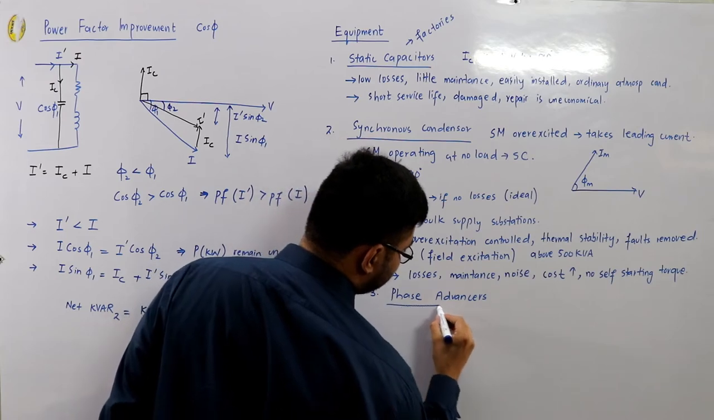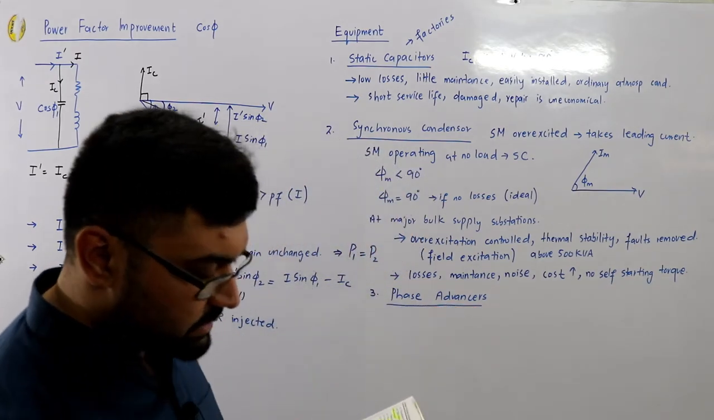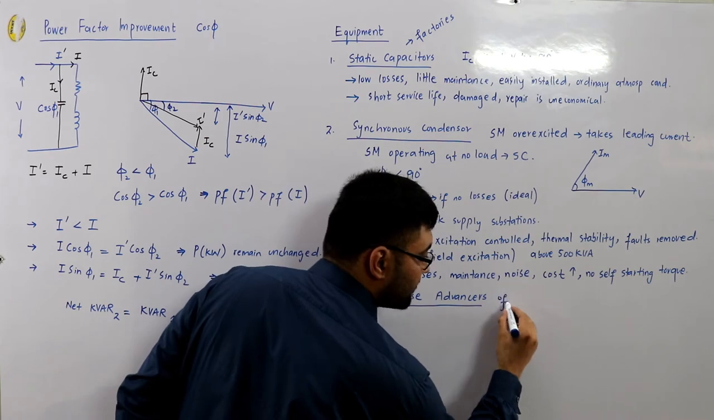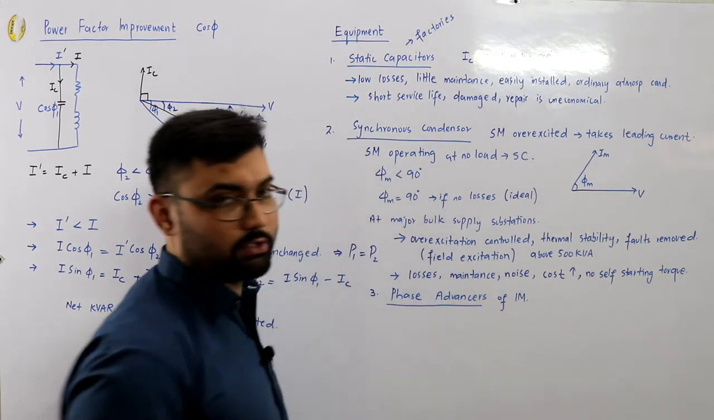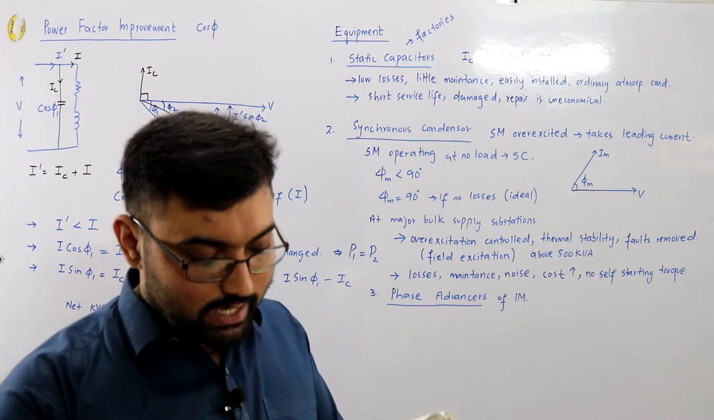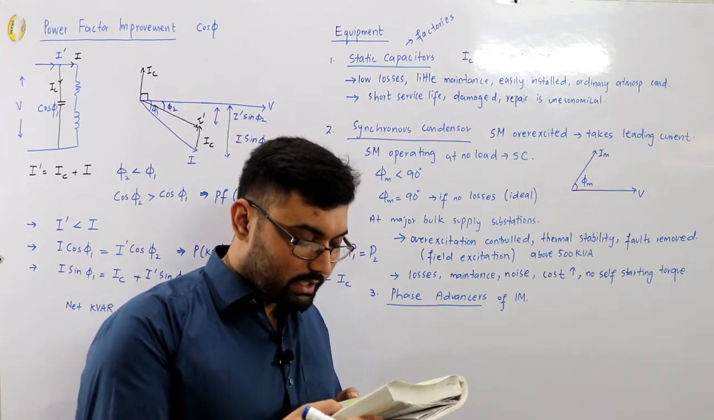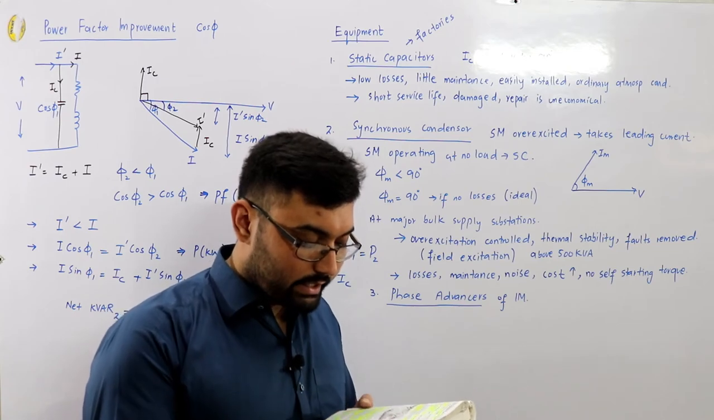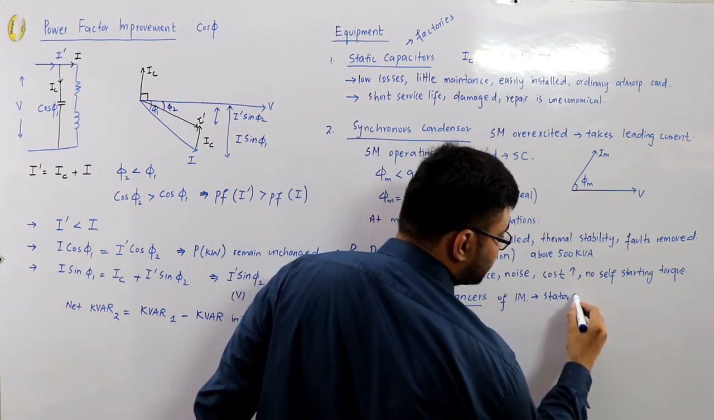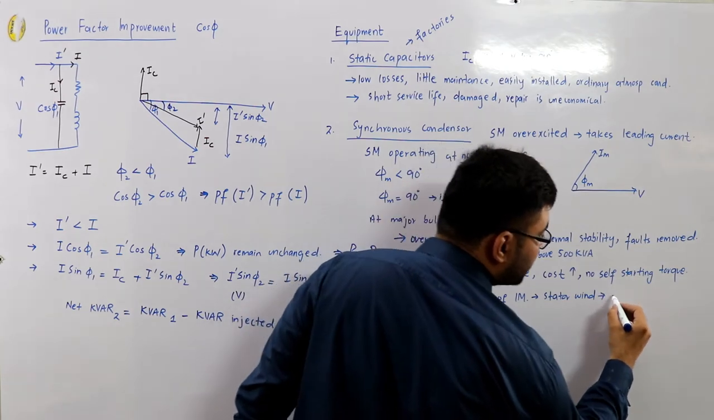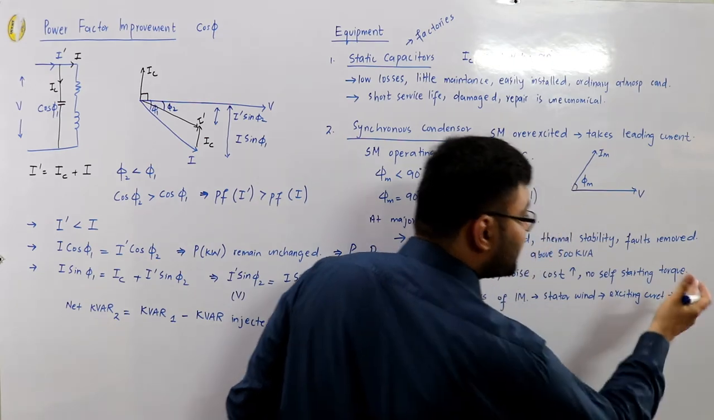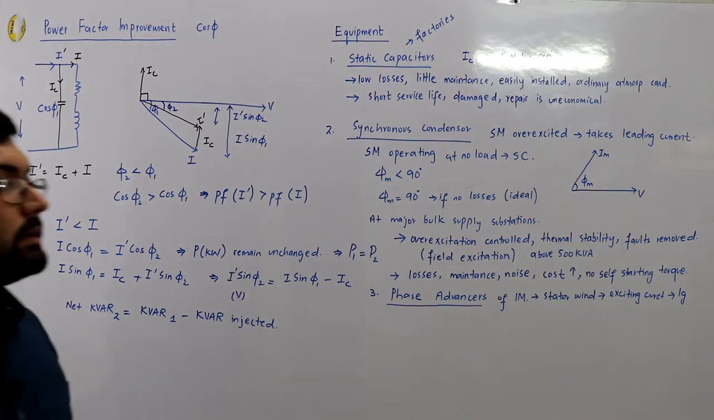What does this say? Let's read it out from the book. Phase advancers are used to improve the power factor of induction motors. The low power factor of an induction motor is due to the fact that its stator windings draw exciting current which lags behind the voltage by 90 degrees. So basically the induction motor has the stator windings, and the stator windings draw the exciting current, which is the lagging current that lags the voltage by 90 degrees.